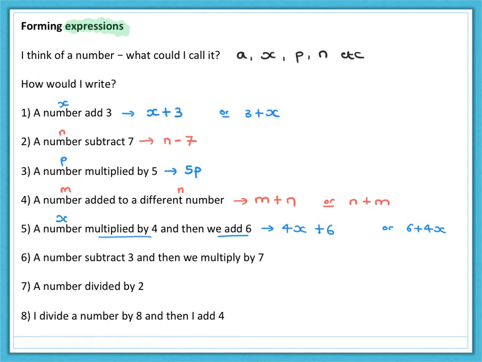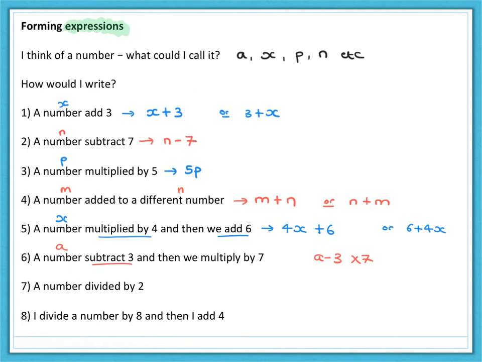Now, a number, let's call it a. We subtract 3, so that's a take away 3, and then we multiply by 7. Now a lot of you will possibly want to write down a minus 3 times 7, and I want you to think about why that's wrong. It's wrong because of BIDMAS. BIDMAS would then tell you to do the 3 times 7 first, and that's not what happens here. We do a number subtracted by 3 first.